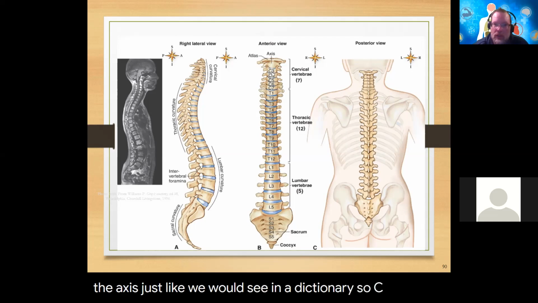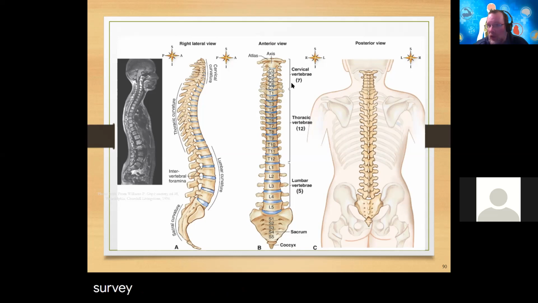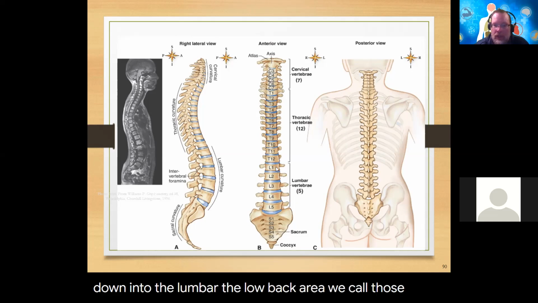So C1, C2, and then we head down to C7. Okay. And then that is known as the cervical group. And they do form a little bit of an anterior cervical curve. And then the next batch we call the thoracic group. And there happen to be 12 thoracic vertebrae that form a little bit of a posterior curve. And then we get down into the lumbar, the low back area. We call those, or there are 5 of those, and they form the anterior lumbar curvature.